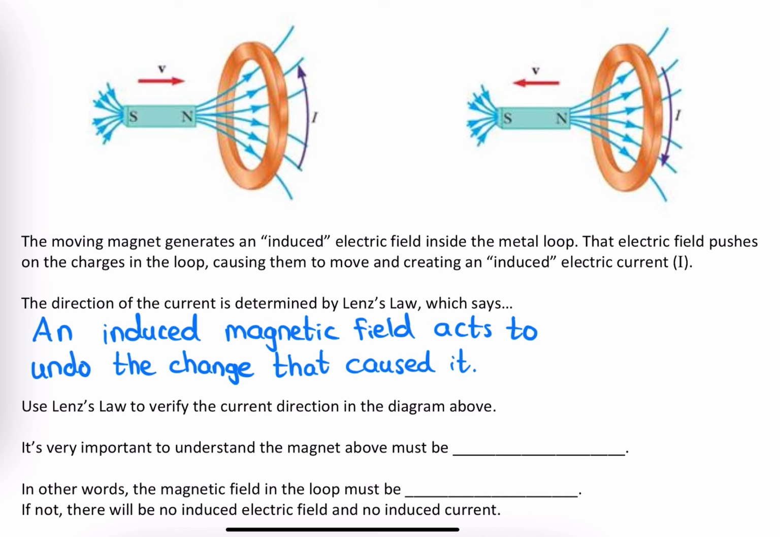Lenz's law tells us that the loop will then induce a magnetic field that tries to undo this change. So when the loop suddenly sees all these extra right arrows, it wants to fight that. And it'll do that by producing left arrows. So the loop will make its own arrows going this way.